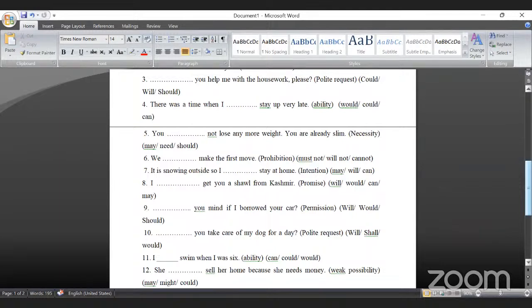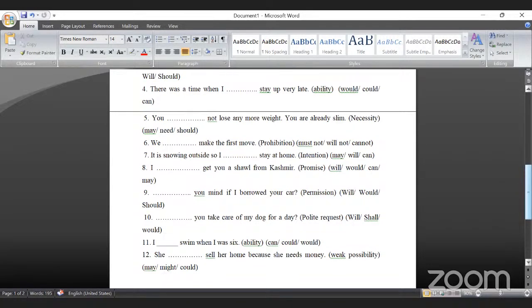Would you mind if I borrowed your car? Is the one with the politeness. Okay. Now, 10th one. Again, polite request. Would you take care of my dog for a day? Right? That's your sentence for politeness factor.